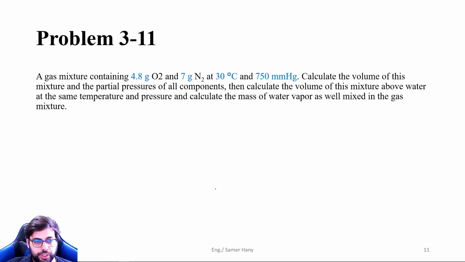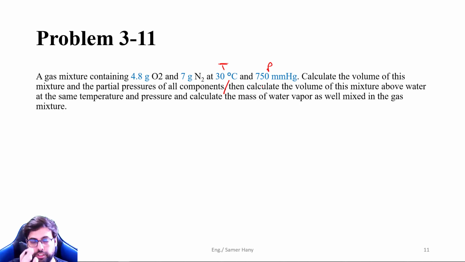It says a gas mixture containing 4.8 grams of oxygen and 7 grams of nitrogen at 30 degrees Celsius, and let's say this is temperature and this is pressure, right? Calculate the volume of this mixture and the partial pressure of all the components. Right, so this is the first part of the question. Then calculate the volume of this mixture above water.